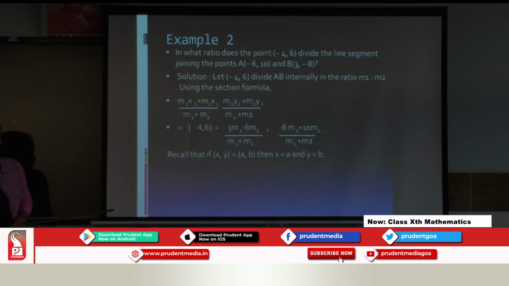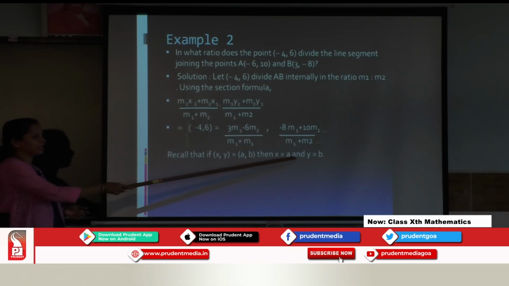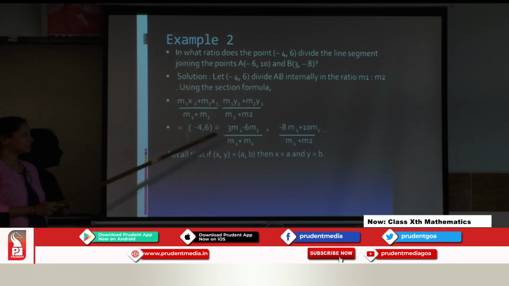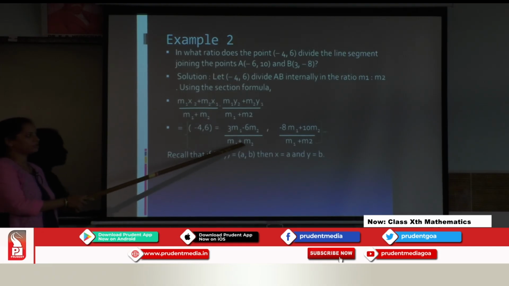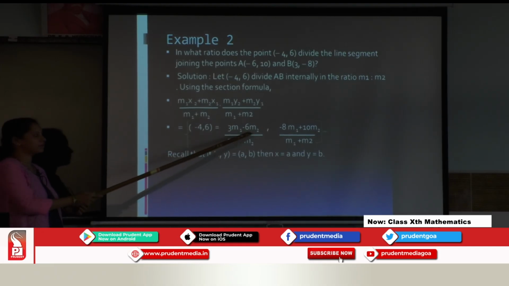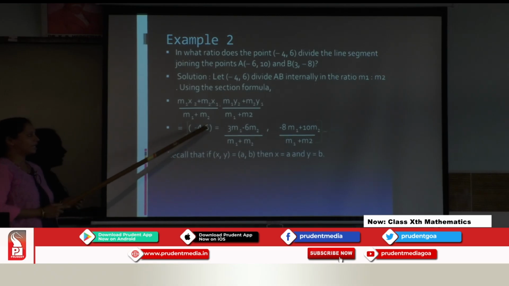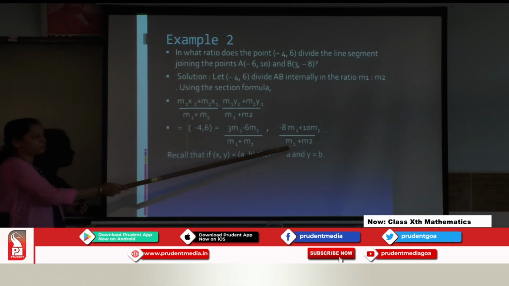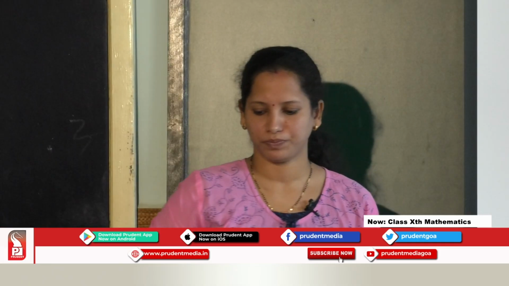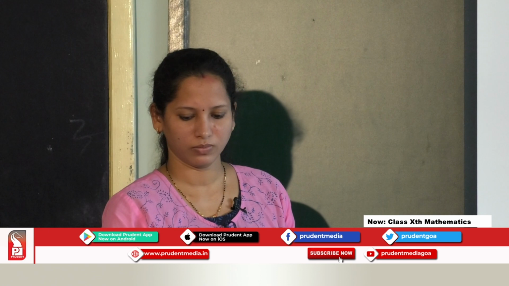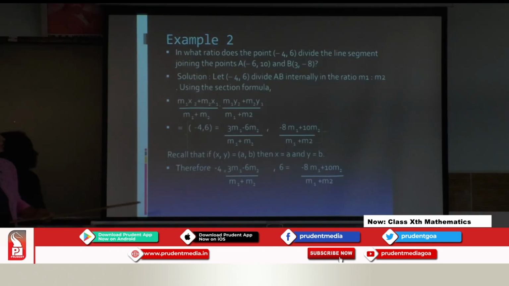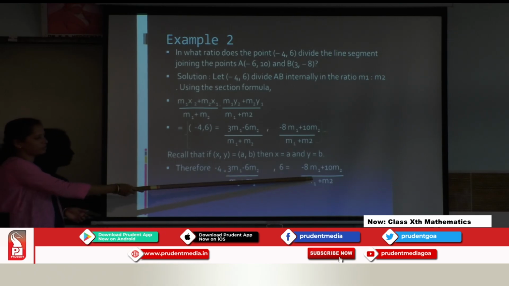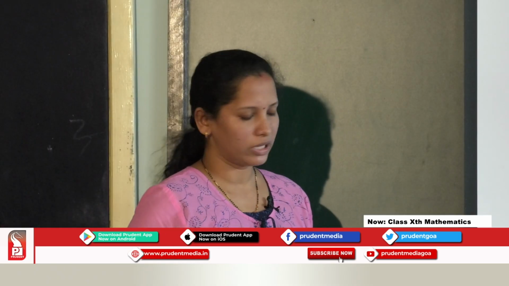Now recall that if (x, y) is equal to (a, b), then x is equal to a and y is equal to b. So that's why -4 is equal to (3 M1 minus 6 M2) upon (M1 plus M2), and 6 is equal to (-8 M1 plus 10 M2) upon (M1 plus M2). So now we have to solve these separately.